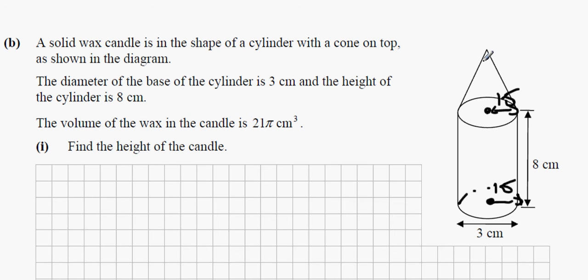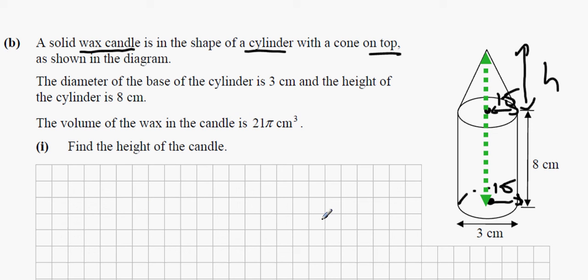So the wax candle. The full candle is the cylinder and the cone on top. What it's in effect asking me to do is find the distance from here all the way down to the base. So what we need to do is call this H. Okay, so this extra part should be called H. Okay, find the height of the candle.